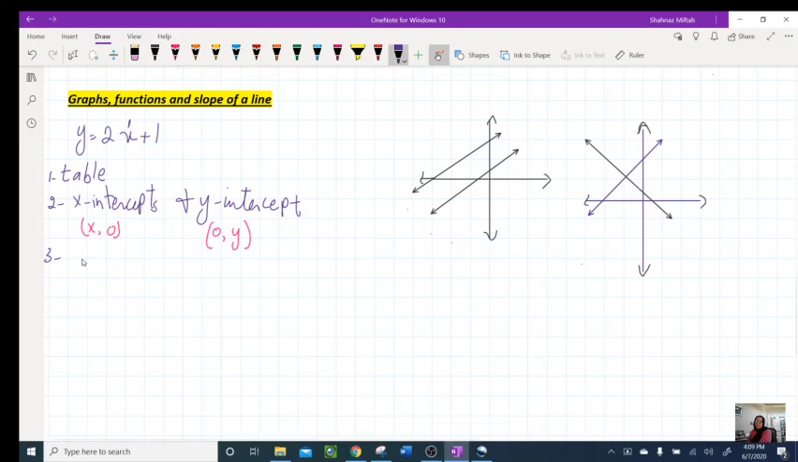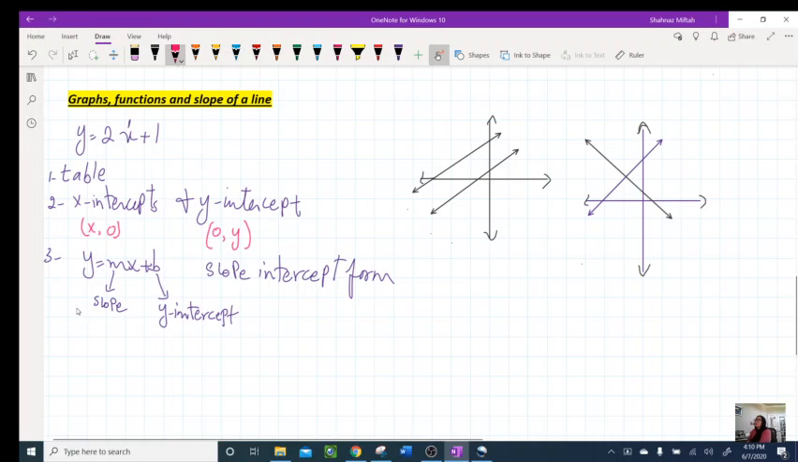The third way is to graph using your y equals mx plus b. This is called slope-intercept form, and you guys start learning this in 8th grade. Now, slope and intercept. You know m is the slope. What is the intercept? This is the y-intercept actually, not x-intercept, y-intercept. Y-intercept means when x is 0 and you have a y there. So that's your y-intercept.